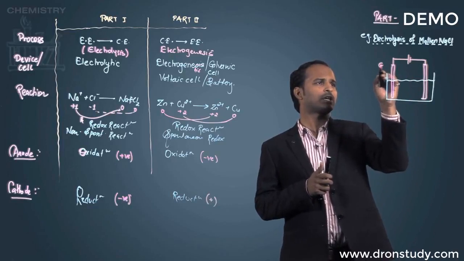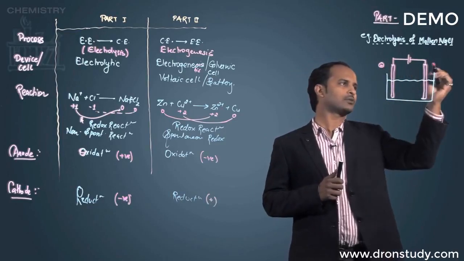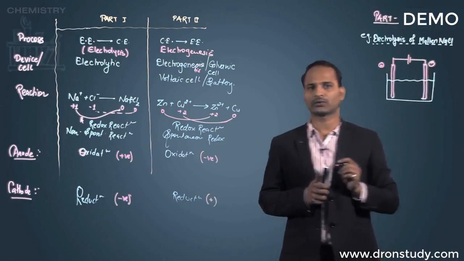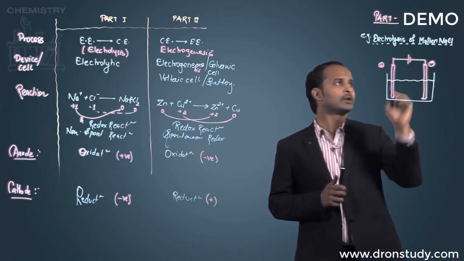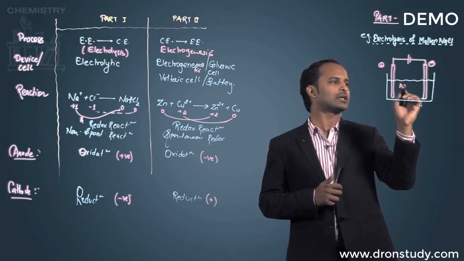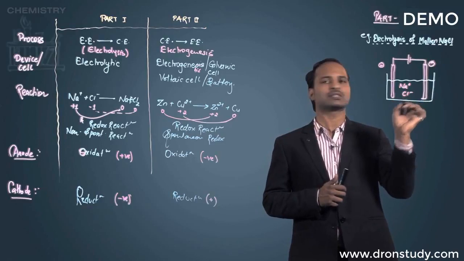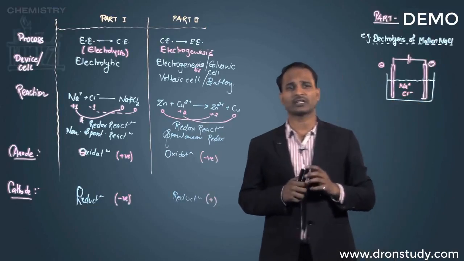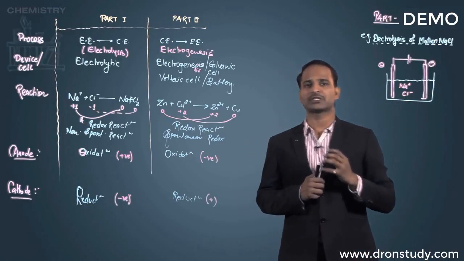This is the positive electrode connected to the positive terminal of the battery. This is the negative electrode connected to the negative terminal of the battery. Here we have taken molten NaCl, that means inside there is Na+ and Cl- ions. The large number of NaCl is molten, that means in a liquid state.